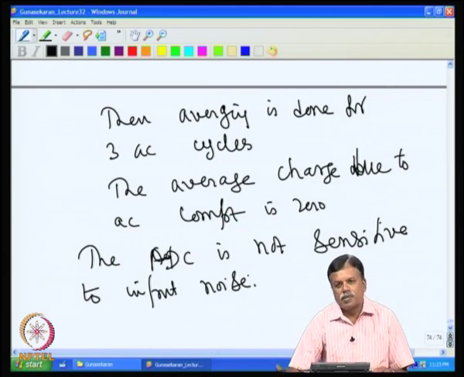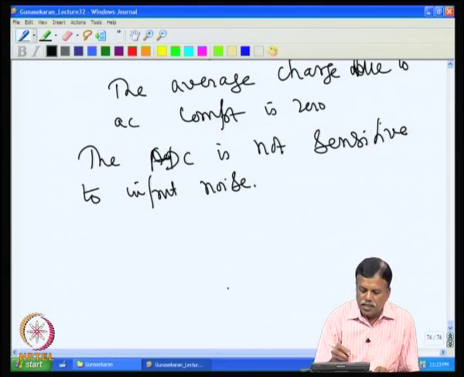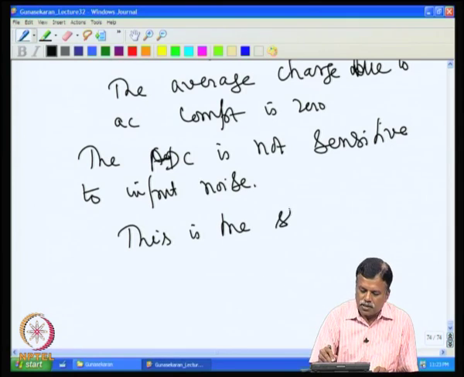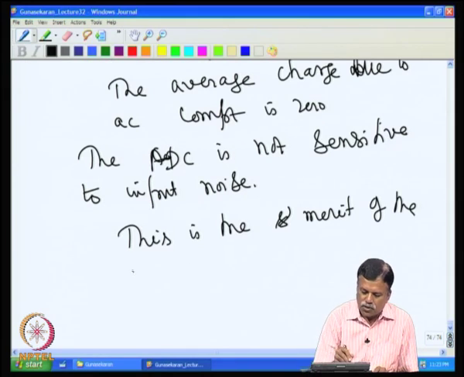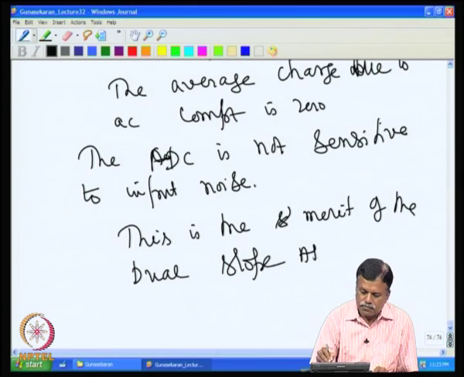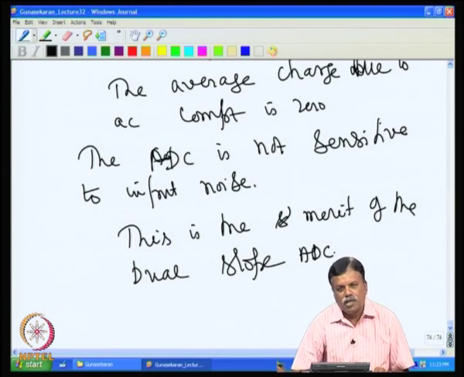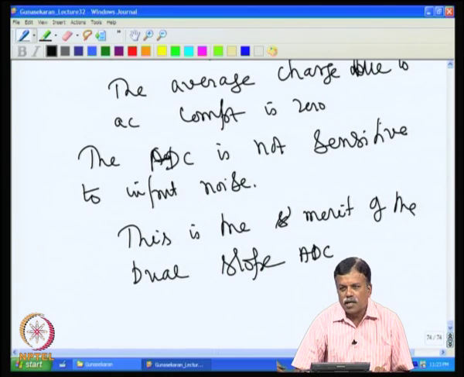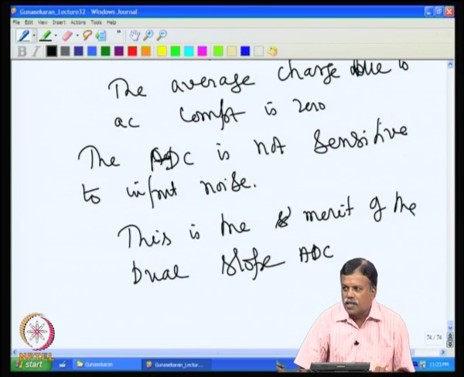This is the special merit of the dual slope ADC converter. Of course, this is valid only if it is an integral multiple of the noise time period. Even otherwise, if it is not an integral multiple, we will get some averaging and only a very small part of the AC signal will produce output voltage, and that may not be very significant.